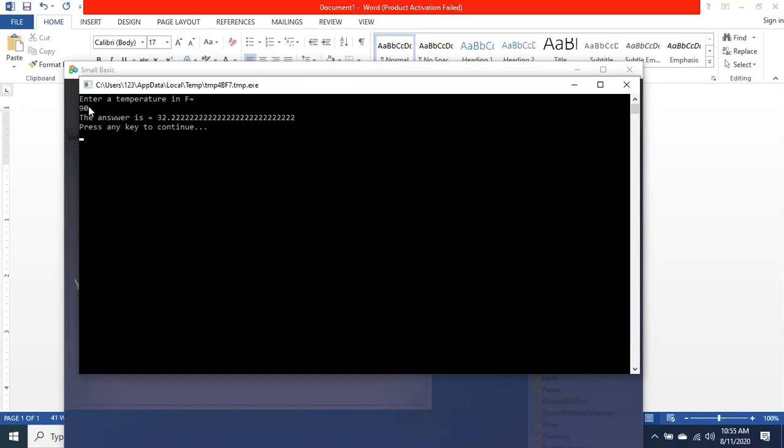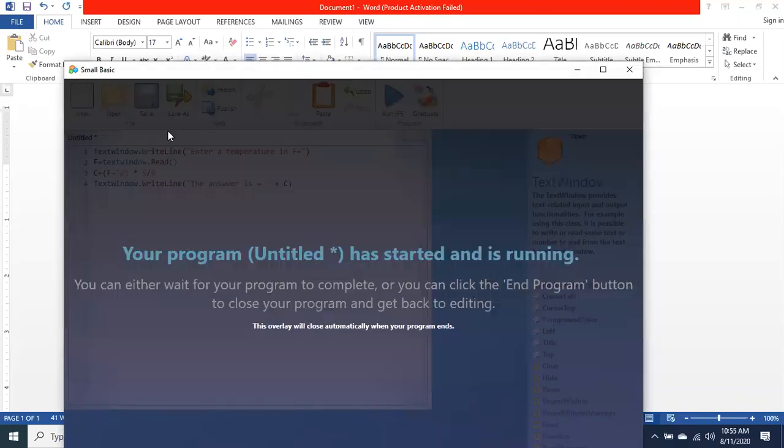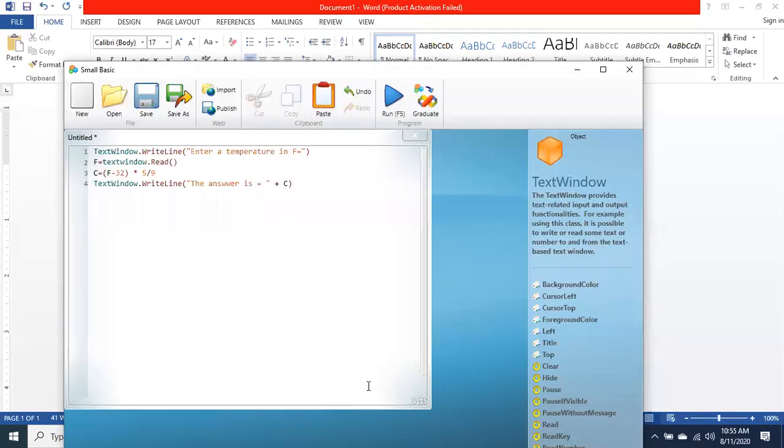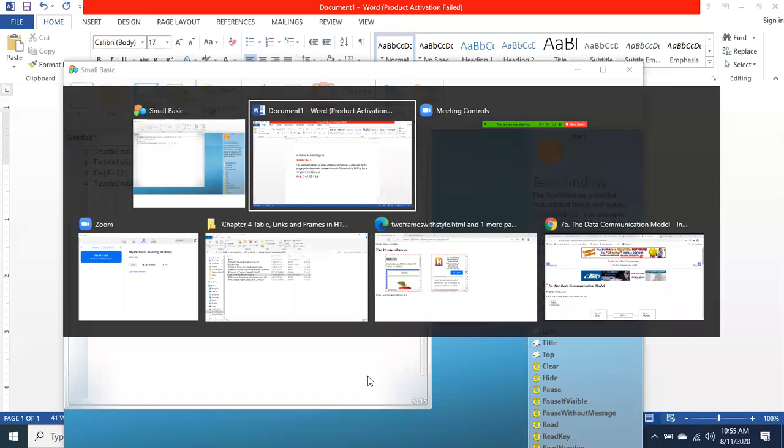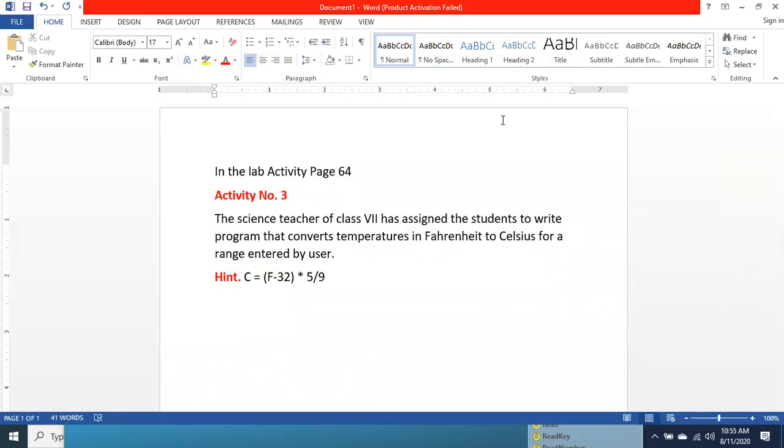So we gave the temperature in as 90 in Fahrenheit and the answer is 32. But keep in mind that the problem statement is not over here, because we have to make some change. What is the problem statement? Read the problem statement again.